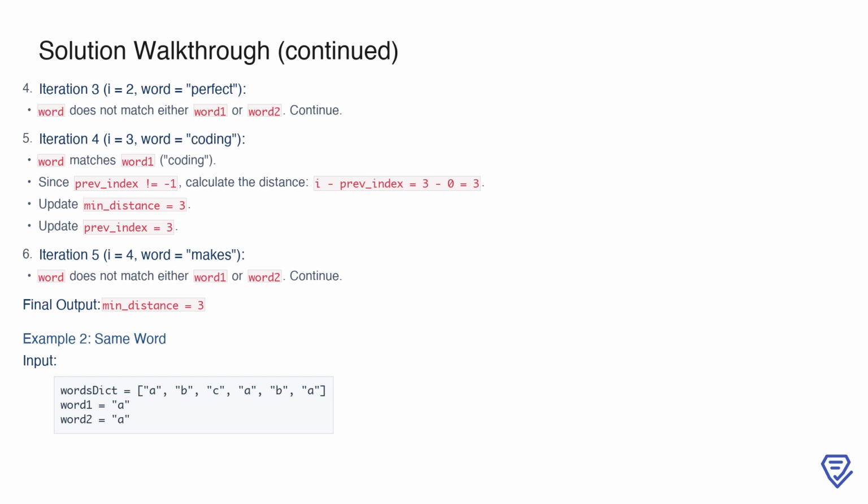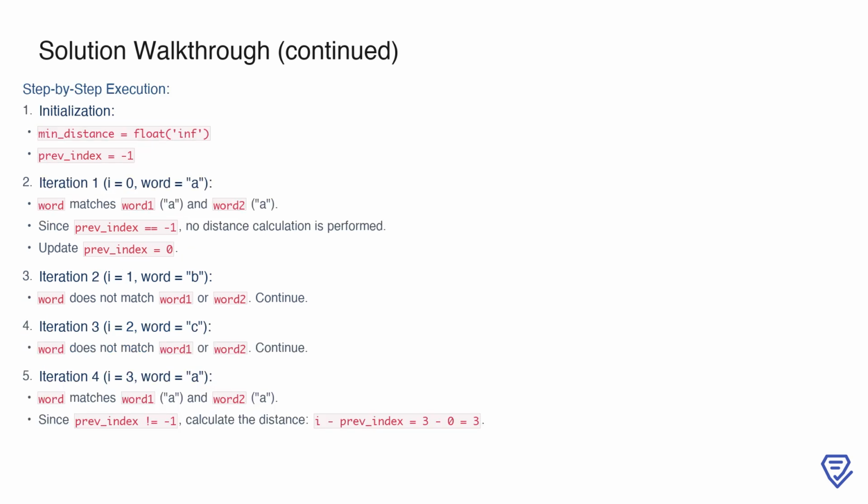Moving to the second example, we now have word 1 and word 2 both set to a. In this example, where the target words are the same, we initialize min_distance to infinity and prev_index to -1, just as before. At index 0, the word is a, which matches both word 1 and word 2. Since prev_index is still -1, no distance is calculated, but we update prev_index to 0.